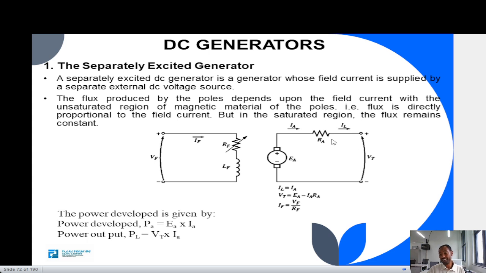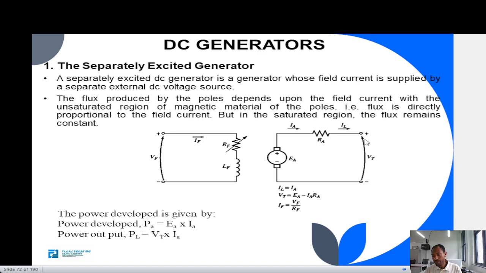So, if you write KVL for this armature, obviously VT is going to be EG minus IA RA. Since I'm talking about a generator, you can say EG, generator voltage. So this is simply the KVL form of the circuit.